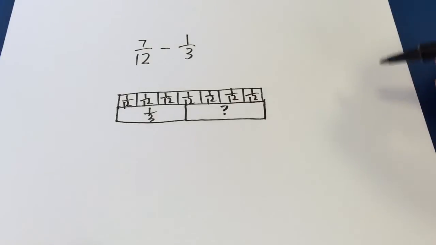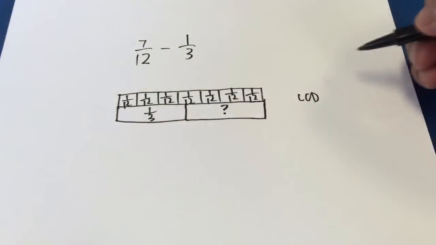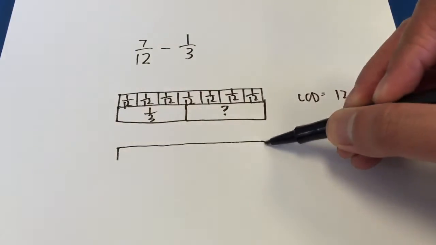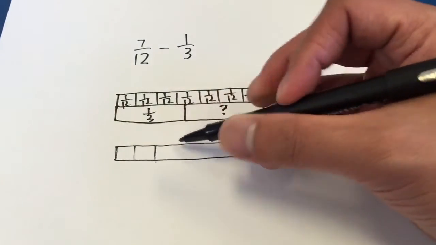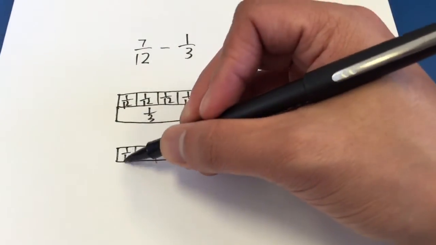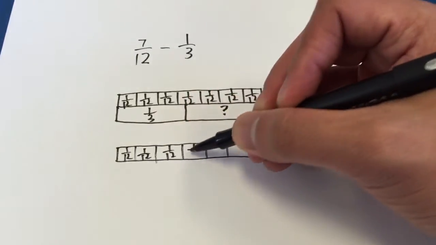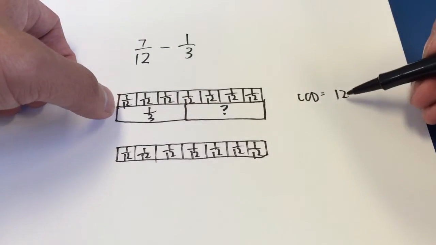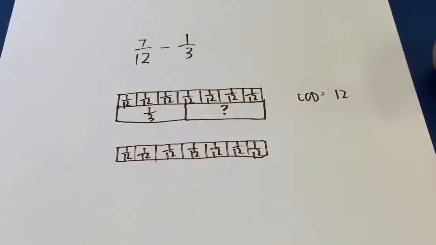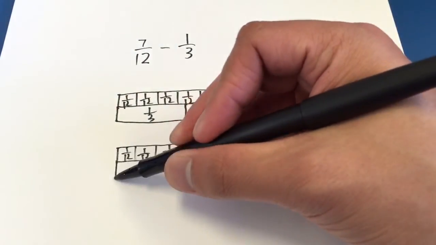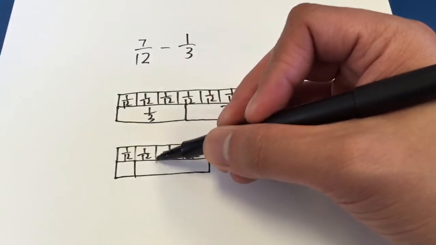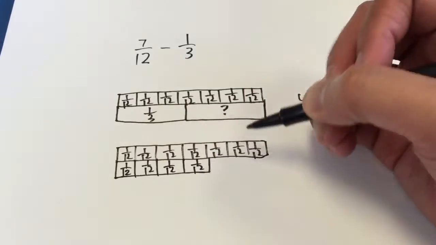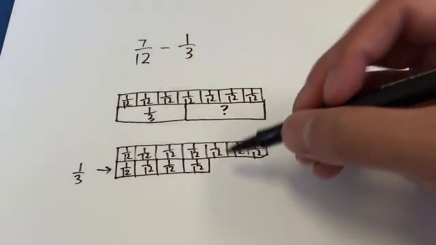So I got to find my least common denominator, and my least common denominator of 12 and 3 is 12, so I know I'm dealing with 12ths. Now my 7 12ths bar is already broken up into 12ths, so I don't have to change that. Now how many 1/12ths are in 1/3? I know that there's 4 12ths in 1/3. So here are my 4 12ths: 1/12, 1/12, 1/12, and 1/12. And again, this is equal to 1/3.